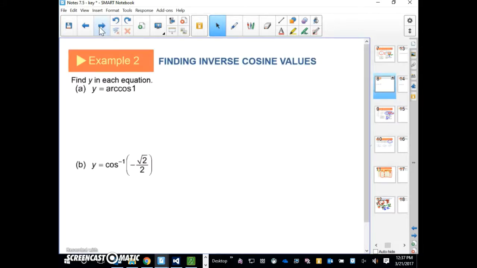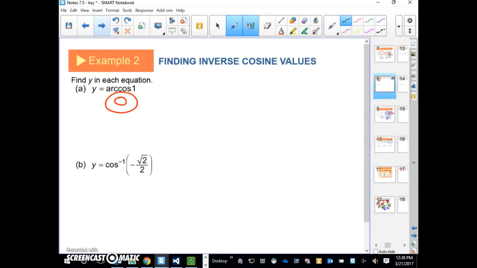Example 2, we're finding inverse cosine values. Find y. We've got inverse cosine, or arc cosine of 1. So you look at your chart, and you're looking at cosine, you're looking at 1, you're going backwards to find the angle. And that's what we're finding. When we find an inverse trig function, we're finding an angle. Inverse cosine of 1 is 0. And so we always do what and where, but the where generally indicates if it's positive or negative. And since there's no such thing as a negative 0, that's just it. Inverse cosine of 1 is 0. Don't have to worry about the where.